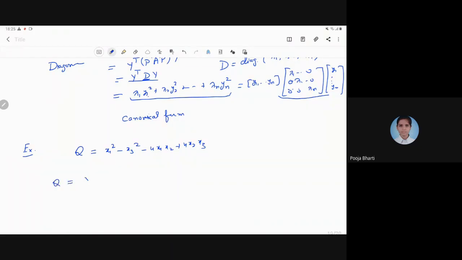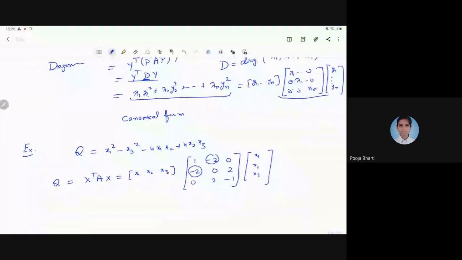First thing, in the form x transpose Ax. Can you write it yourself? x1, x2, x3. Here the 3 cross 3 matrix, and then x1, x2, x3. One, minus two, zero. Check it yourself. How does it happen? Minus two, zero, two. 0, 2, minus 1. It is symmetric. So minus 2, minus 2.